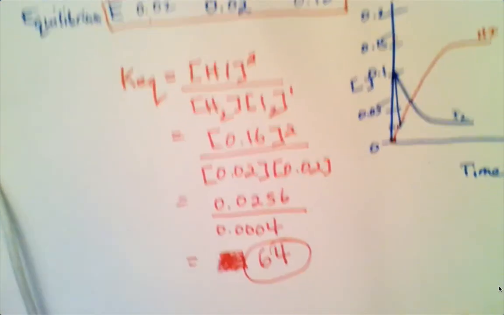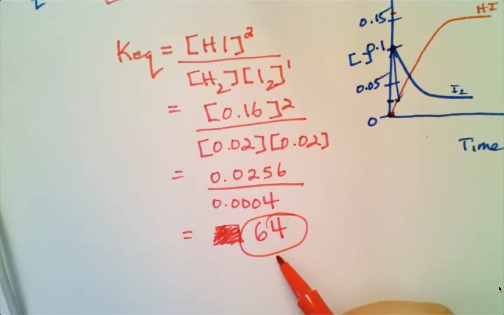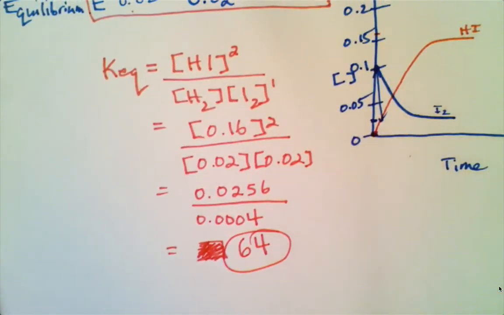And what does that tell you? Well, when you have a Keq value that's a lot greater than 1, that means that it is product favored. So that means that there are more products at equilibrium compared to reactants, and graphically we can see that that's the case.